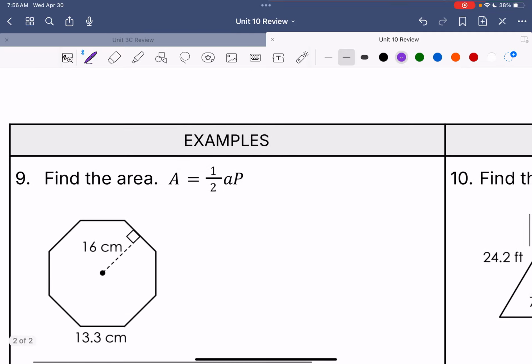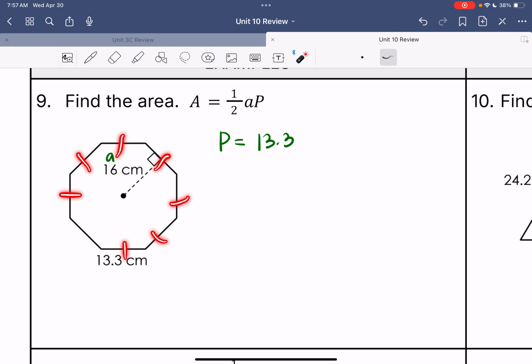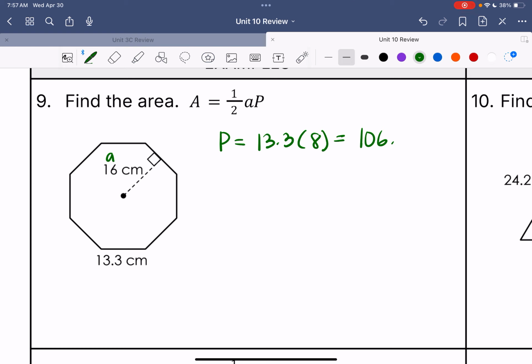Okay, example number 9, find the area. So this is a regular polygon. This is our formula, 1/2 apothem times perimeter. So I have the apothem, as long as you have that right angle, so that's A. But I need to find perimeter. I know that one side is 13.3, because we see that labeled at the bottom. And this shape has 1, 2, 3, 4, 5, 6, 7, 8 sides. So the perimeter is 106.4.